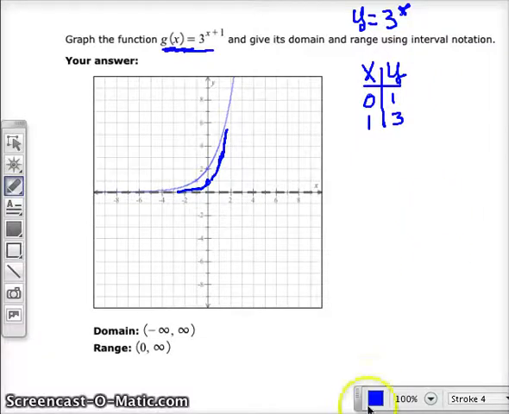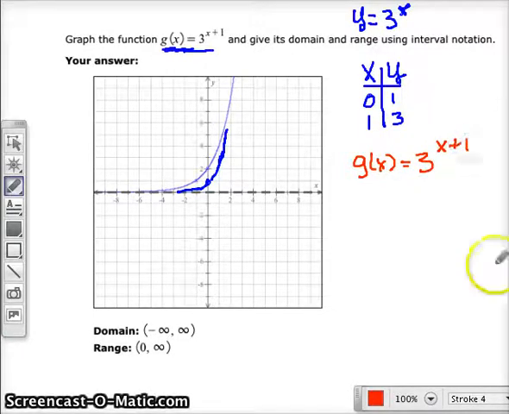However, that's not the question they asked you. They asked you this one. G of x is equal to 3 to the x plus 1. We know that this is a transformation of the blue graph moved to the left 1 unit. So we're just going to take the ordered pairs and move them to the left 1 unit. Okay? And when we do that, we have this curve.